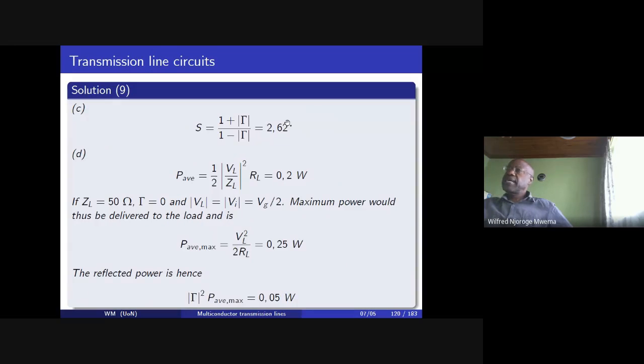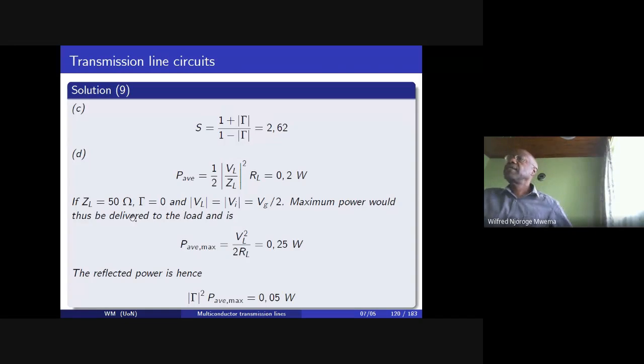And c, the standing wave ratio is of course given by the expression there as we defined it. That is, we are taking the magnitude of the reflection coefficient, and we get a value of 2.62. And finally, the average power delivered to the load is of course a half the real part of the load voltage multiplied by the complex conjugate of the current, and we get a value of 0.2 watts.